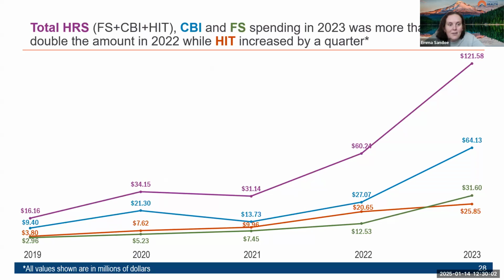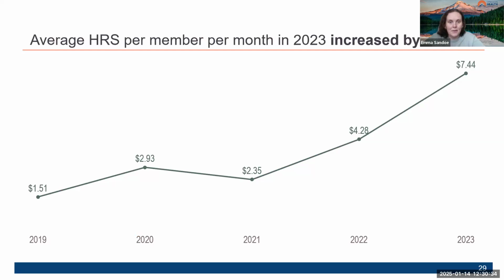So here's a graphic depiction of the increase in total HRS spend over the last several years. We have seen this increase really across the board in the different categories of HRS spend, but particularly in that community benefit initiative, we've seen a rather significant increase. It's double what it was in 2022. Next slide. The average HRS per month in 2023 increased by $3. So we really see that benefit per member going out into the community through the HRS program.